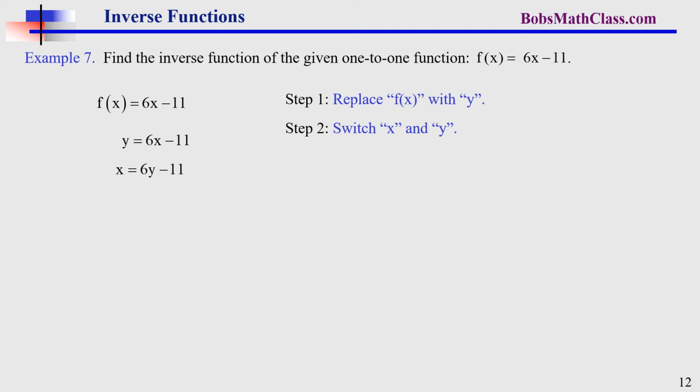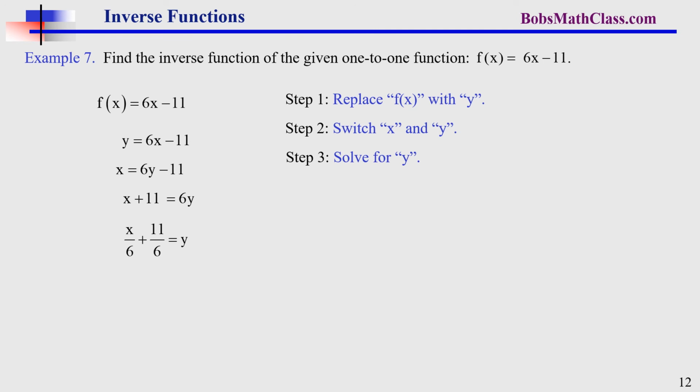Step 3. Right, solve for y. So let's get y by itself. Well, to get y by itself, we're going to need to add 11 to both sides. So that gives us x plus 11 equals 6y. Almost there. What else should we do to get y by itself? Right, divide both sides by 6.